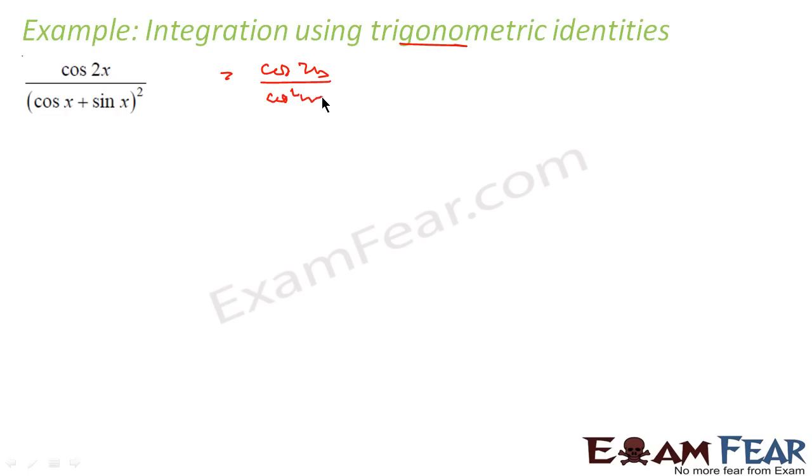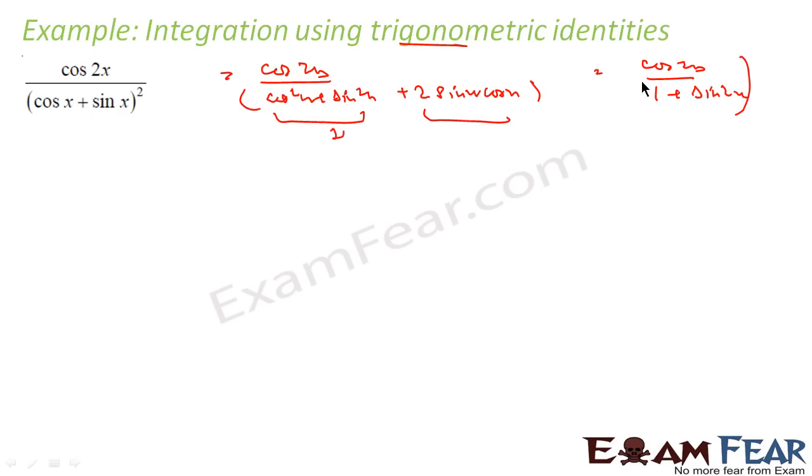This becomes cos square x plus sin square x plus 2 sin x cos x. And that is nothing but 1 plus sin 2x. How? This becomes 1 and this becomes sin 2x. Now if you see, now my life is simple. Now I can use substitution. If I take 1 plus sin 2x as t, what do I get? 2 cos 2x dx is equal to dt. And the factor I have, cos 2x dx, is nothing but dt by 2.